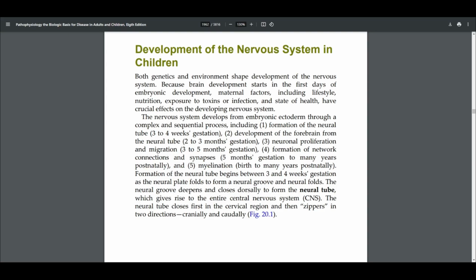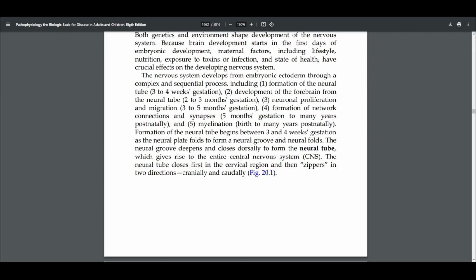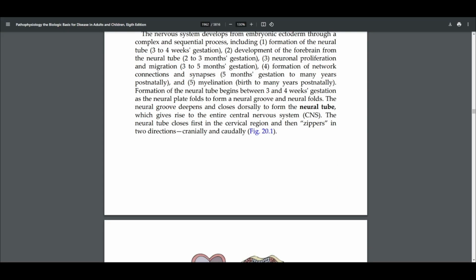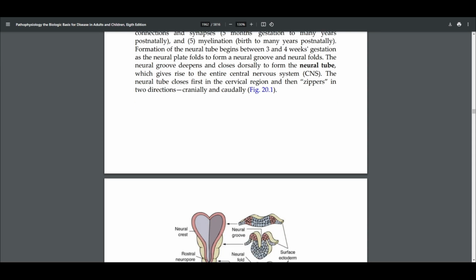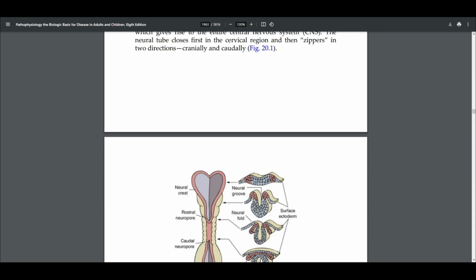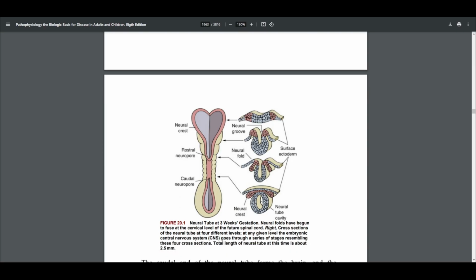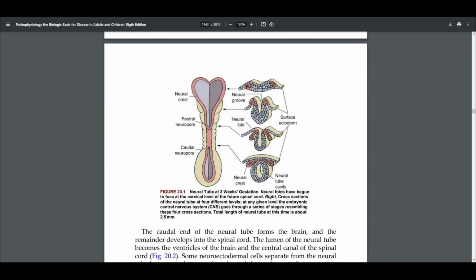to form a neural groove and neural fold. The neural groove deepens and closes dorsally to form the neural tube, which gives rise to the entire central nervous system. The neural tube closes first in the cervical region and then zippers in two directions, cranially and caudally. So here we have the neural tube at 3 weeks of gestation.